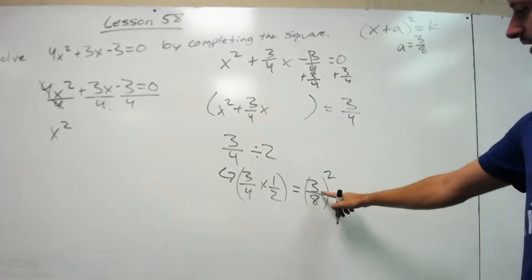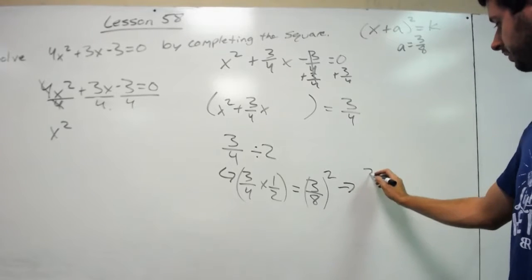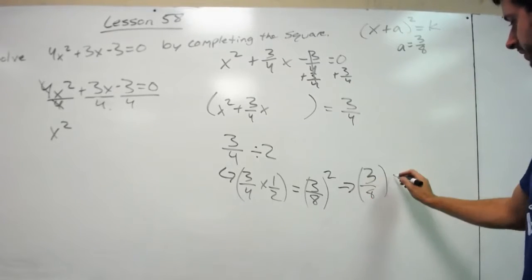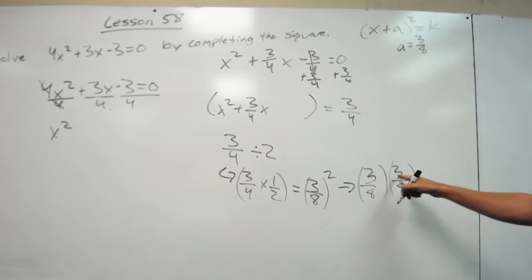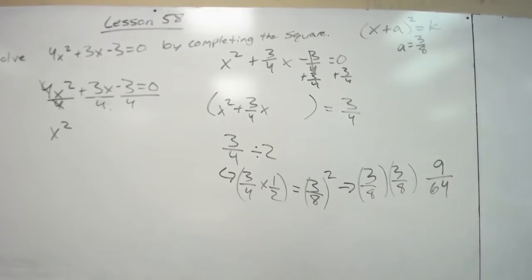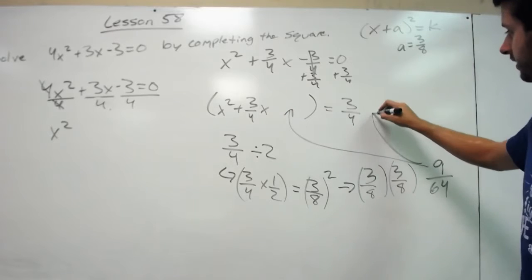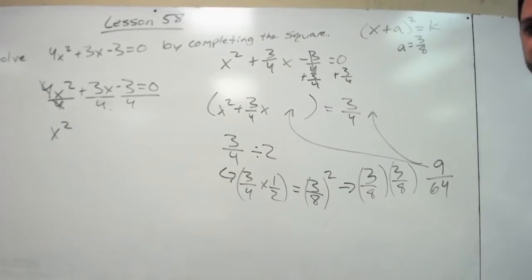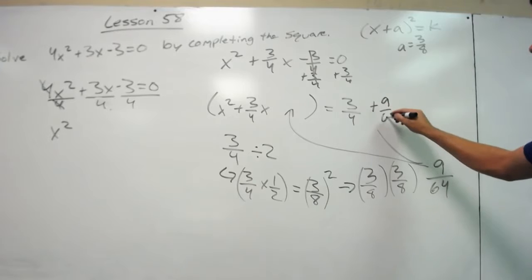So we square 3/8. When you square 3/8, it looks like 3/8 times 3/8. And so you multiply the top: 3 times 3 is 9. 8 times 8, 64. So that is the number that we plug in here and here. Really, here is unnecessary. That's just showing you the process that you have to do it to both sides. But I'm going to go ahead and write plus 9/64 on the 3/4 side.